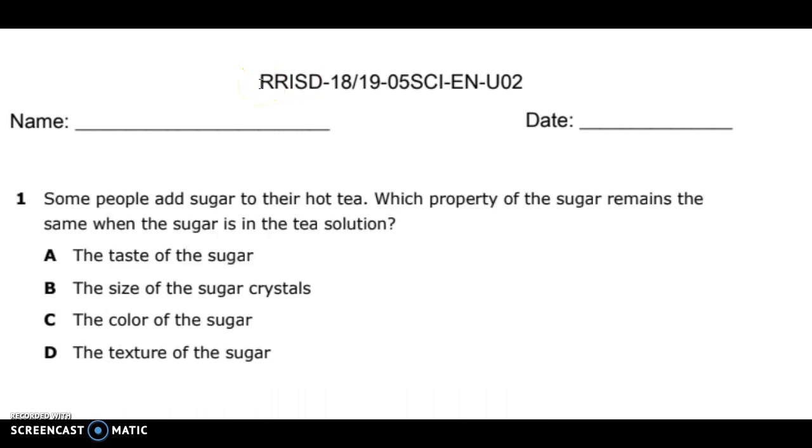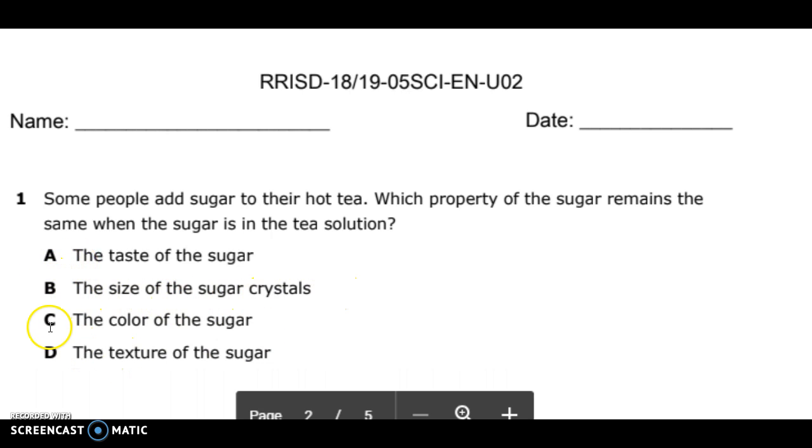Science, Unit 2, DCA. Question 1. Some people add sugar to their hot tea. Which property of sugar remains the same when the sugar is in the tea solution? A. The taste of the sugar. B. The size of the sugar crystals. C. The color of the sugar. D. The texture of the sugar.